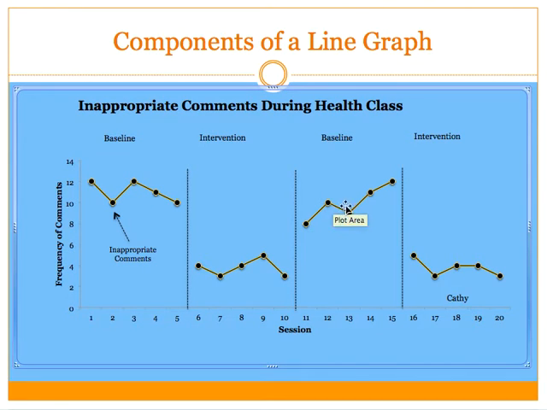Each circle here is a data point. Each data point represents the data that was collected during that session or on that date, and it corresponds with the y-axis as well as the x-axis. So for example, in session 1, the subject exhibited, let's see here, 12 inappropriate comments. So they counted 12 inappropriate comments. So on session 1, you have 12 comments, so your data point is there.